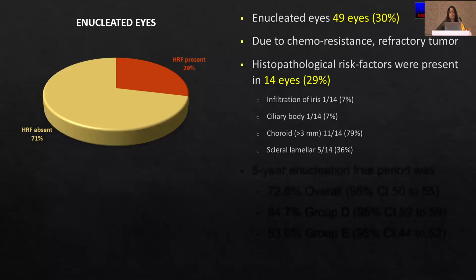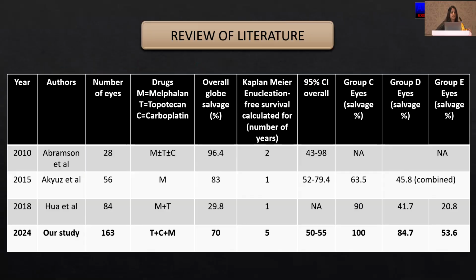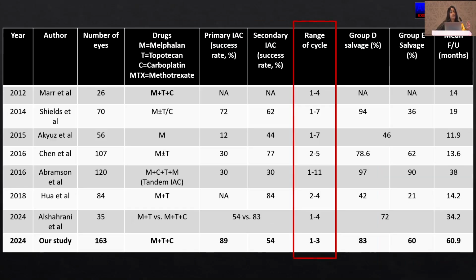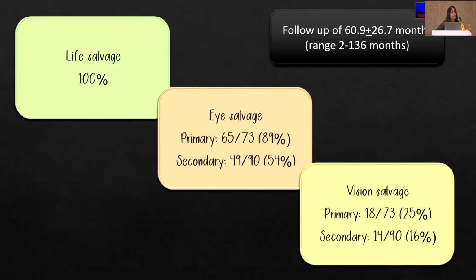29% showed histopathological risk factors and were given adjuvant chemotherapy, and Kaplan-Meier survival showed that the 5-year enucleation-free period was 72.6% overall. When we compared the studies, we were able to achieve a very high 5-year Kaplan-Meier survival and a high salvage rate in advanced cases as well. We were able to get a lower number of cycles, at least cutting down the cost and helping the patients, with excellent salvage rates and a good follow-up rate. So life salvage of 100%, eye salvage of 54 to 89%, and vision salvage of 16 to 25% was obtained.